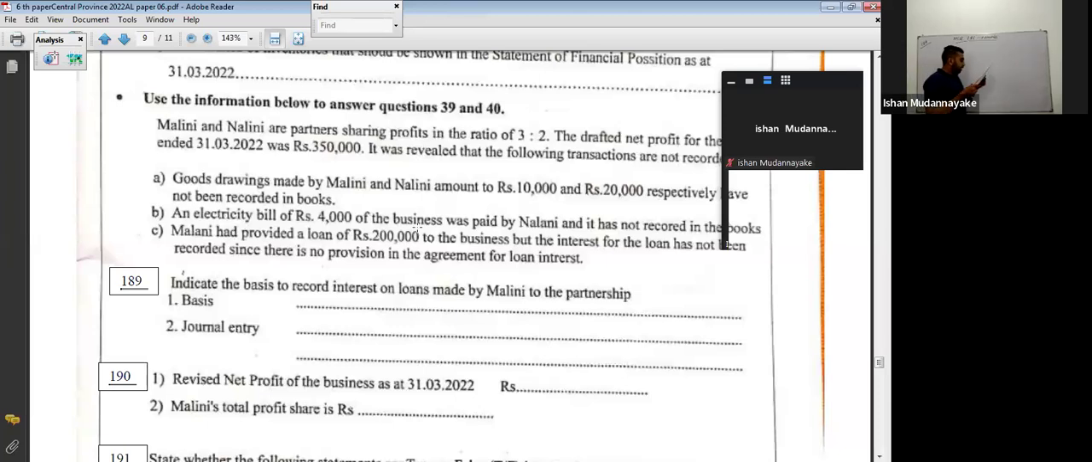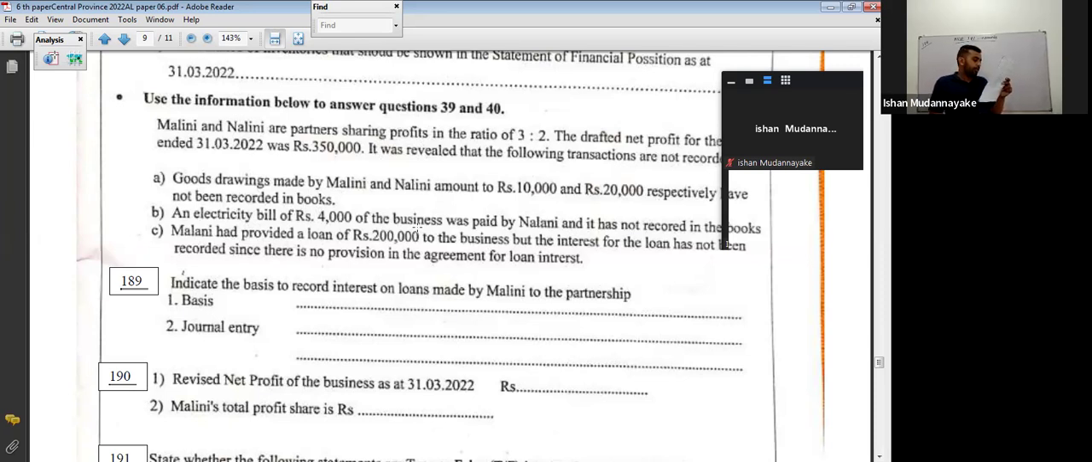Malini and Nalini are partners sharing profit in the ratio of 3:2. The drafted net profit for the year ended 31st March 22 was 350,000. It will reveal that the following transactions have not been recorded. A. Goods drawings made by Malini and Nalini amounting to 10 and 20 respectively have not been recorded in books. Unrecorded drawings.